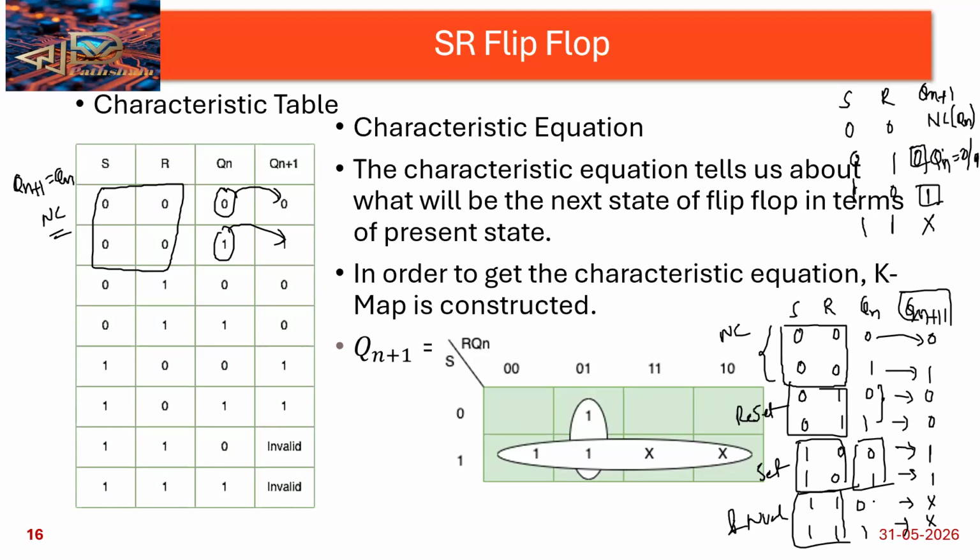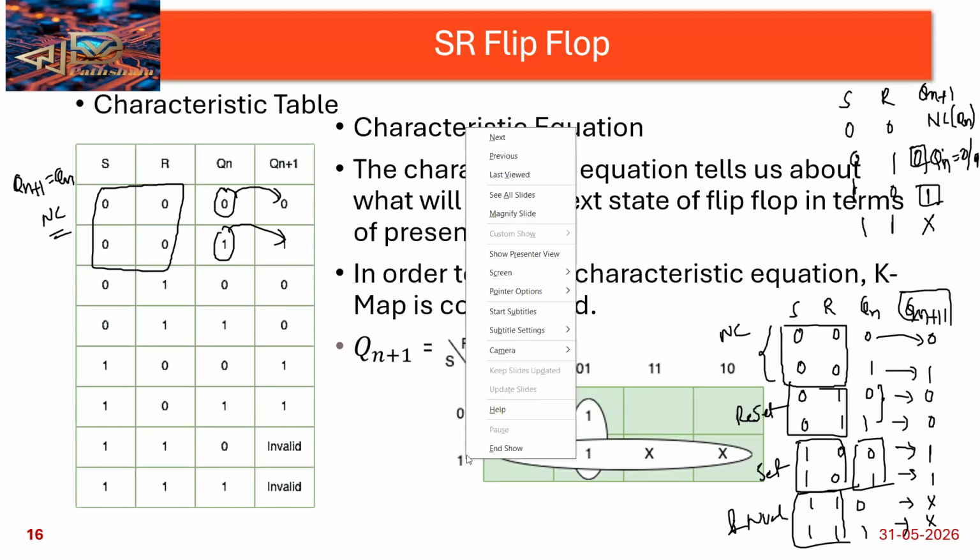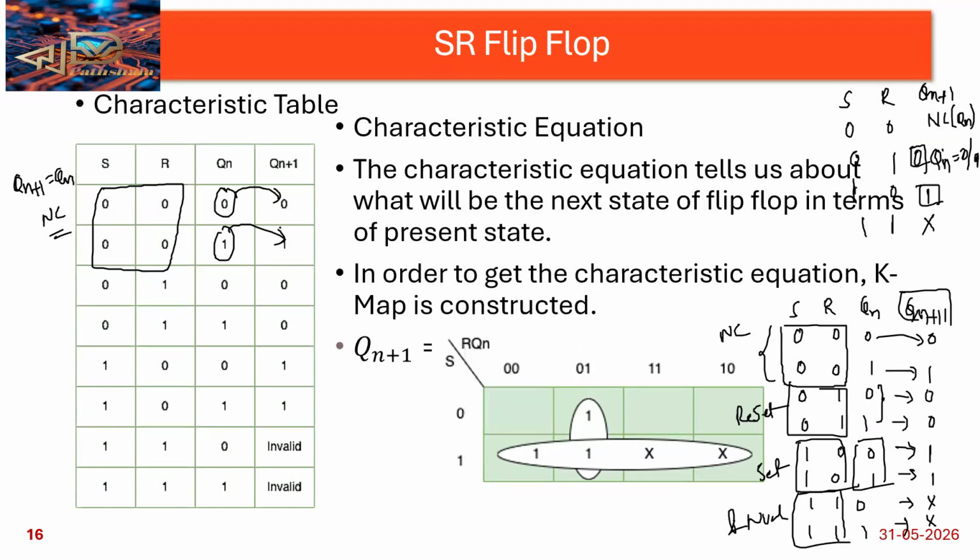So this output we are considering here, Qn plus 1, is the output. For that we are doing the K map. The positions are 0, 1, 2, 3, 4, and then 4, 5, 6, 7. We are getting ones at position one, and then the fourth position and fifth position. The remaining will be taken as invalid conditions, that is the don't care values.